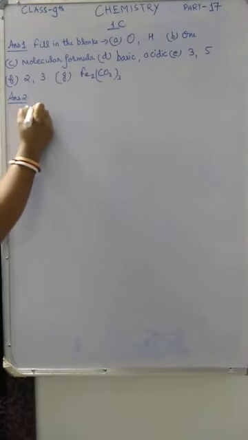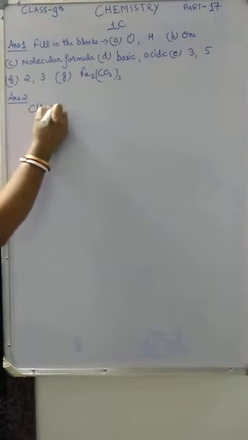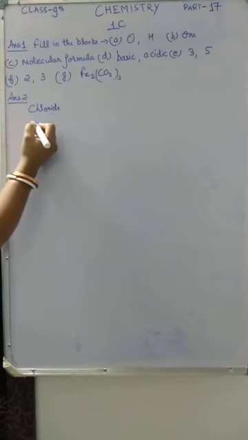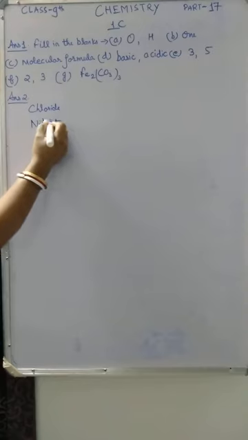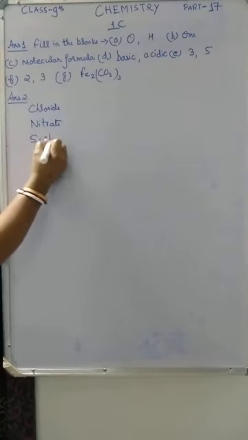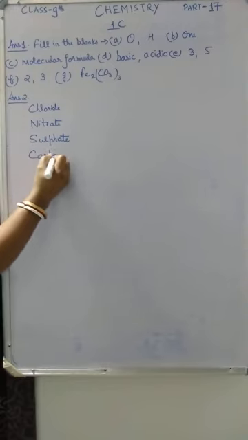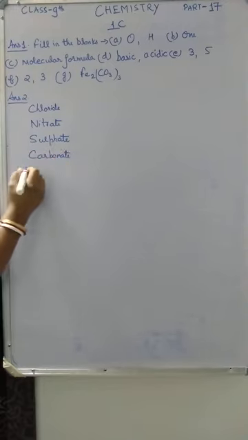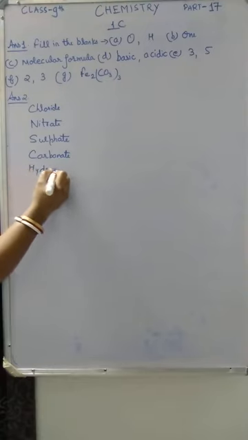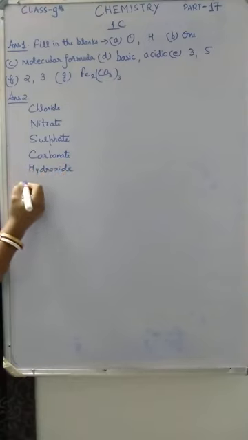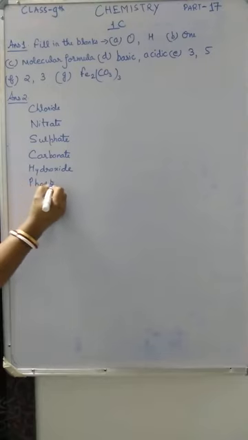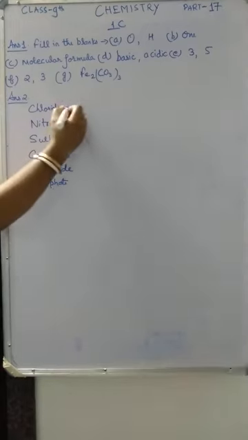Acidic radical, I am writing here chloride, then nitrate, then sulfate, then carbonate, then hydroxide, and the last one is phosphate. So for magnesium it is given, you have to start from sodium. For sodium chloride, formula will be NaCl.